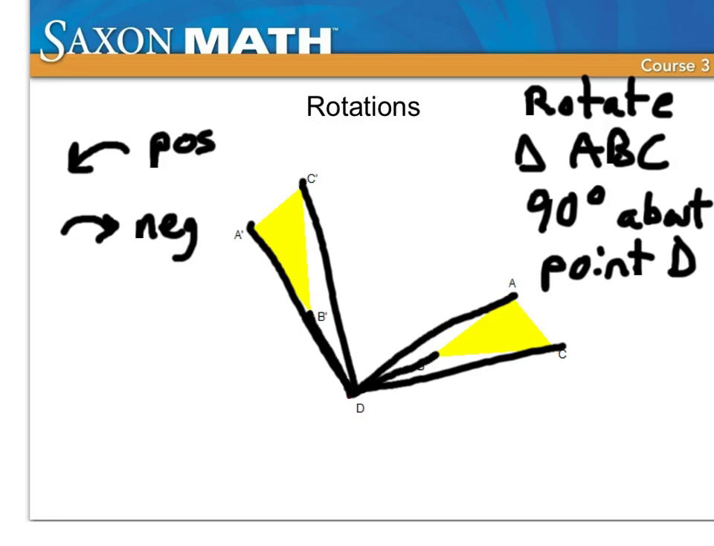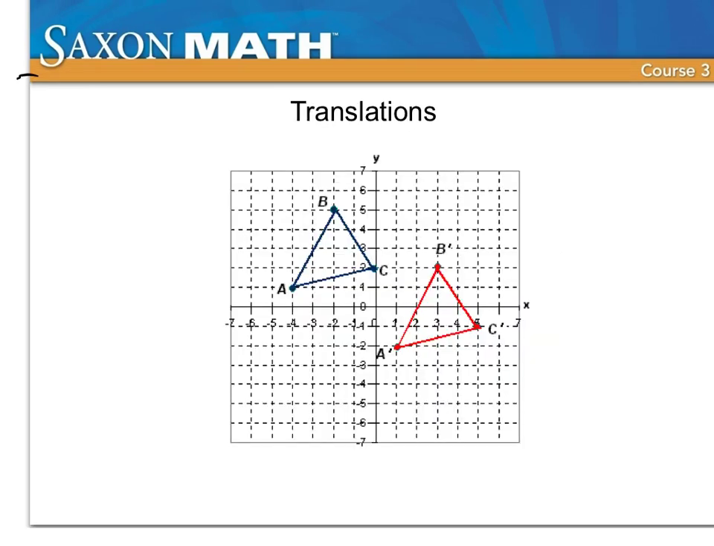Alright, and let's talk about the last one, translations. Okay, and then again, translations are slides, okay? So we're just going to take this shape and slide it in some direction, okay? Well, this one you can tell we slid down and over, so we got to tell how far down we moved it and how far to the right we moved it. So the best way to do that is to just pick one of the points, like let's pick point A, and tell how I move from point A to point A prime, because that should be the same as how I move from B to B prime or C to C prime. Okay? Well, if I go from A to A prime, I've got to move down 1, 2, 3. Okay, so we're moving down 3.